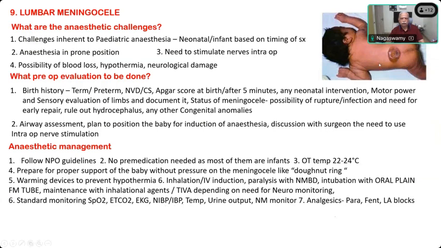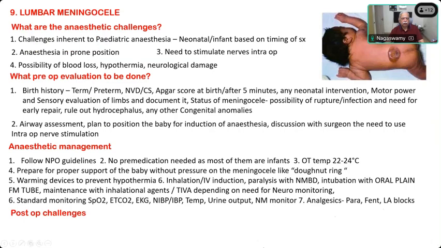If you think this is a very huge meningocele with the possibility of blood loss, you can go for IBP, also intra-arterial BP monitoring, temperature monitoring, urine output monitoring, and neuromuscular monitoring also has to be done. This is different from neuro monitoring for the nerve intraoperatively. This is the neuromuscular monitoring for the use of your relaxant if you are not going to do neuro monitoring. And for analgesia, you can use fentanyl or LA blocks, like what we do for the regular spine procedures.